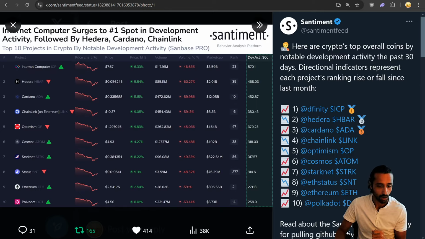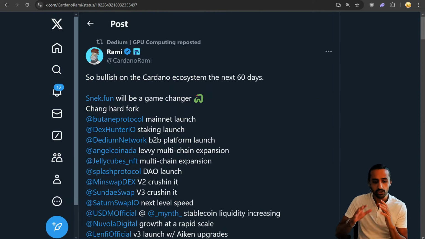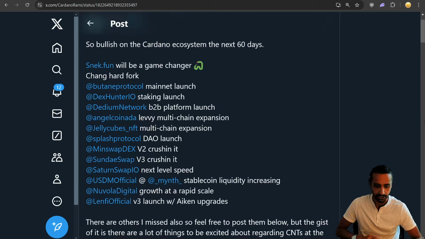Number three, top for development activity. So bullish on the Cardano ecosystem the next 60 days. What a beautiful compilation of some great projects, what they're doing, kind of what's coming up. Snek.fun will be a game changer. I check every day, eagerly waiting for Snek.fun to go live. That's of course the collaboration between Splash and Snek to launch another pump.fun alternative.